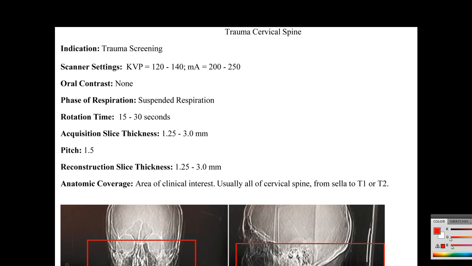So our final scan that we will be talking about is a trauma cervical spine. It kind of mirrors the cervical spine that we had already discussed. And as we can see, this is a trauma screening. Scanner settings are going to be kVp 120 to 140, and mA is going to be 200 to 250. No oral contrast, and it's going to be performed at suspended respiration.